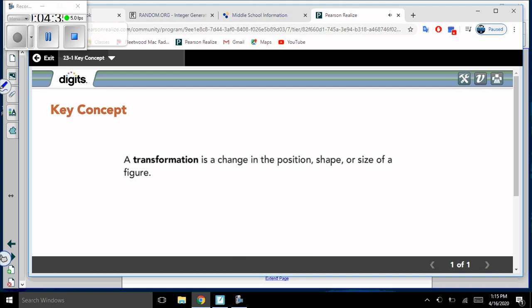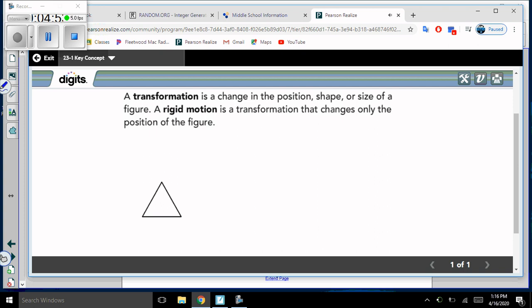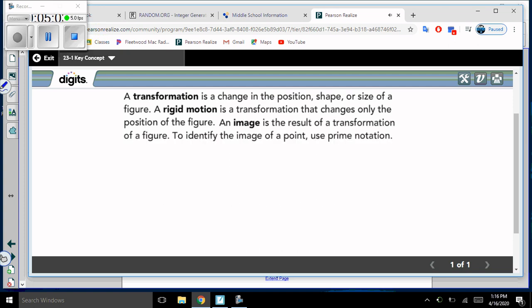A transformation is a change in the position, shape, or size of a figure. The blue triangle is larger and is in a different position than the black triangle. A rigid motion is a transformation that changes only the position of the figure. The blue triangle has the same shape and size as the black triangle, but a different position. An image is the result of a transformation of a figure. To identify the image of a point, use prime notation.